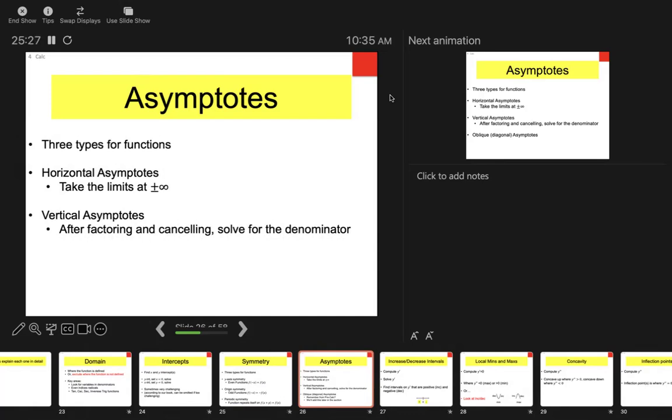Wait, it says 3 types. What are we missing? The diagonal or the oblique ones, right? We will not see that today.